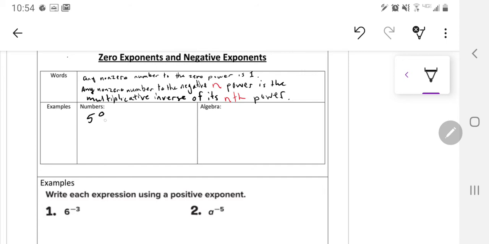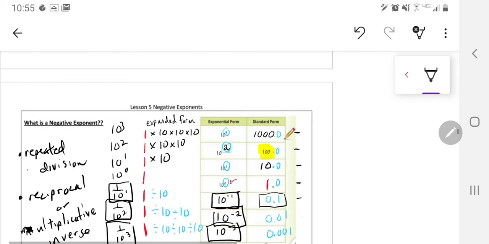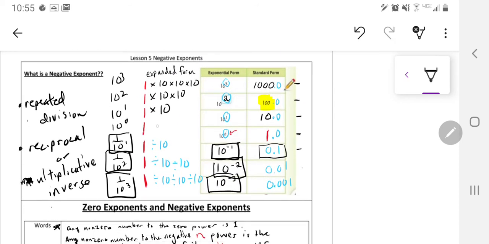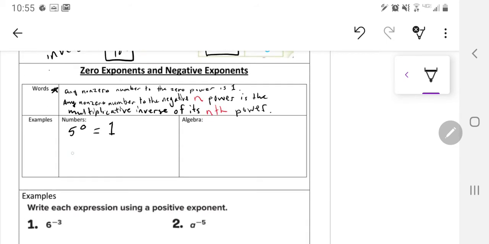So if you have 5 to the 0, anything to the 0 power is going to be, according to up here, any non-zero number to the 0 power is 1. Remember the pattern up here, right? When we are multiplying that 1 by no tens, it's going to equal 1. And then let's look at an example of a negative power. So if we have 7 to the negative 3, we can rewrite that as 1 over 7 to the positive 3. Pretty simple, right? Hopefully it doesn't scare you too badly.